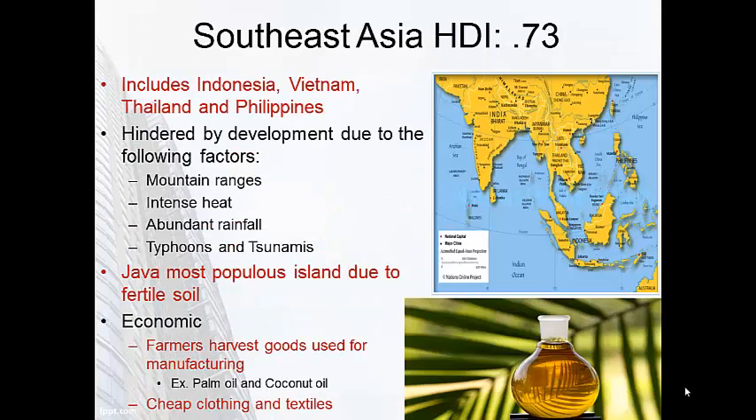All right, let's jump now to Southeast Asia with an HDI score of 0.73. Now, this includes the islands of Indonesia, Vietnam, Thailand, and the Philippines. Now, unfortunately, this area is hindered by a ton of developmental factors such as mountain ranges, intense heat, abundant rainfall, typhoons, and tsunamis. They have to deal with a lot. Now, the main island, Java, is the most populous island due to its fertile soil. And economically speaking, this area harvests goods that are used for manufacturing, such as palm oil and coconut oil, and they are known for producing cheap clothing and textiles.